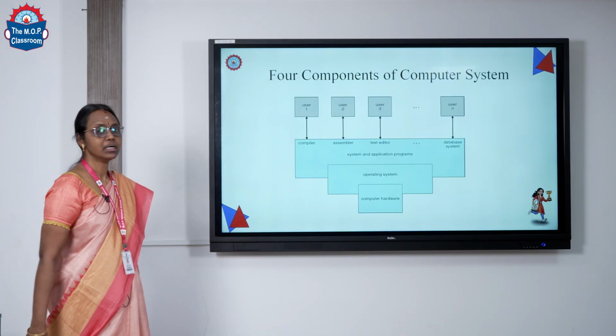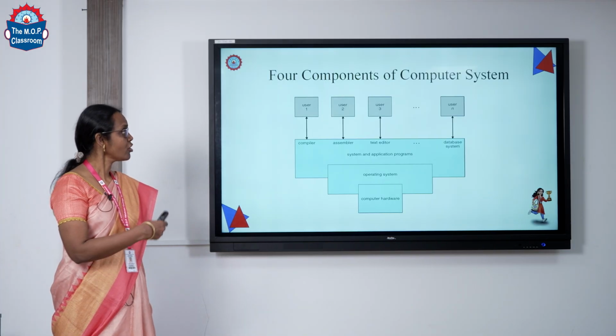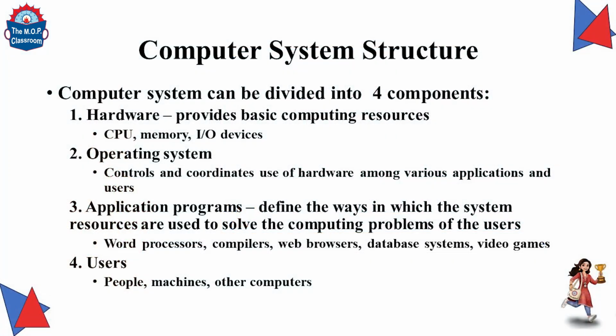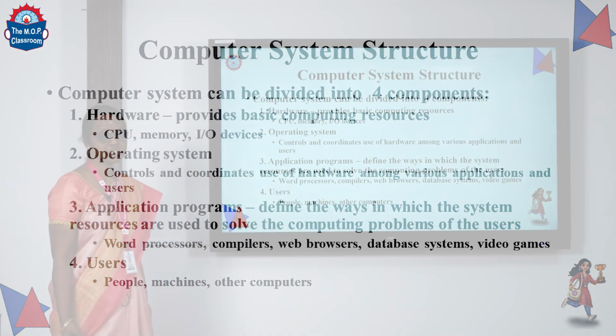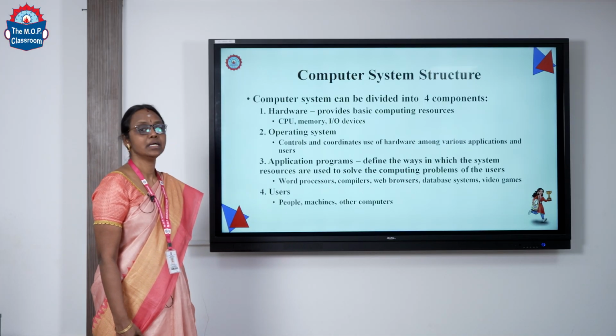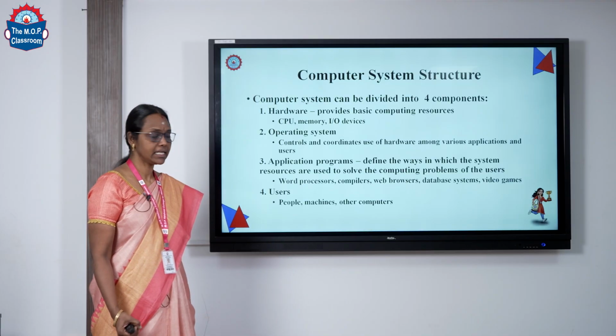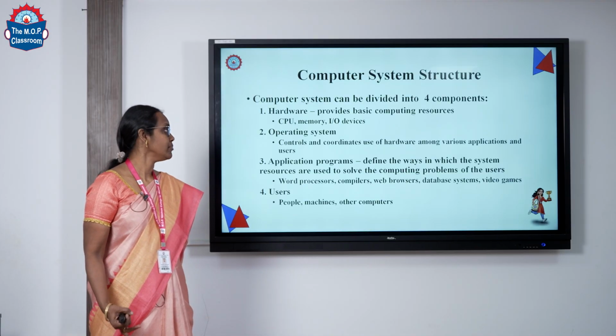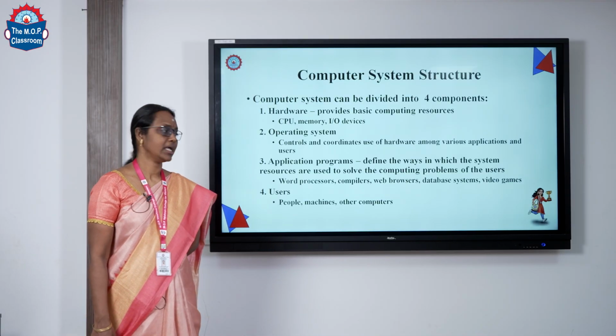Here the diagram clearly depicts the four components of a computer system. The computer system structure is divided into the four components. The first is your hardware. The hardware provides the basic computing resources. It includes the central processing unit, the memory of the computer, and also the I/O devices.